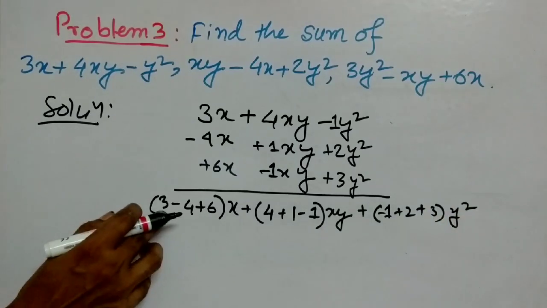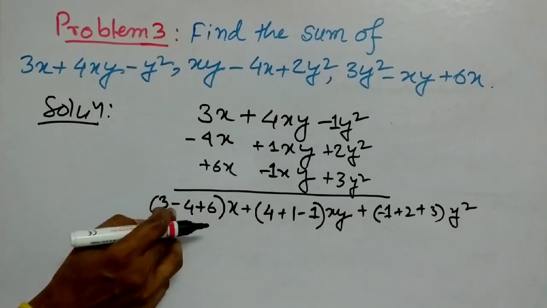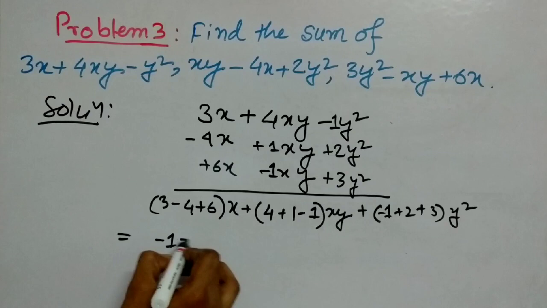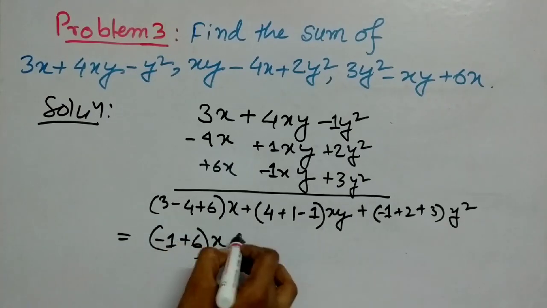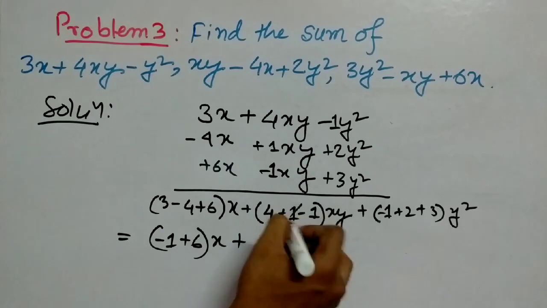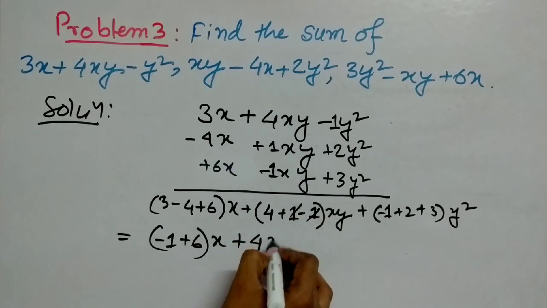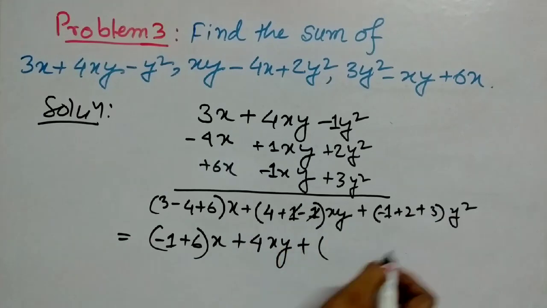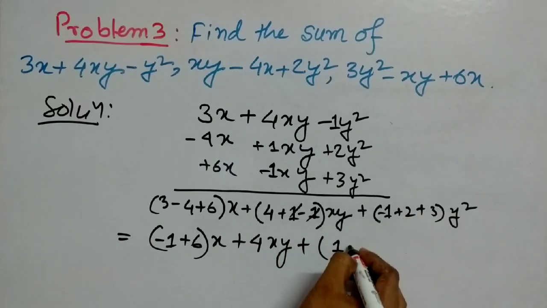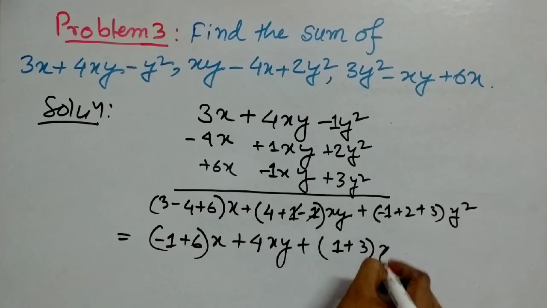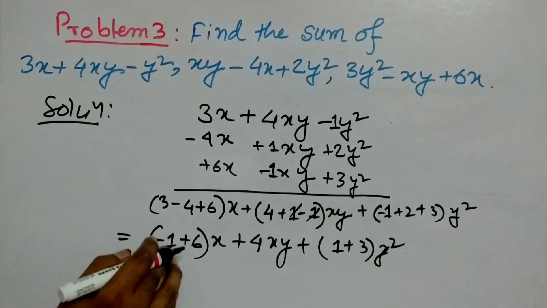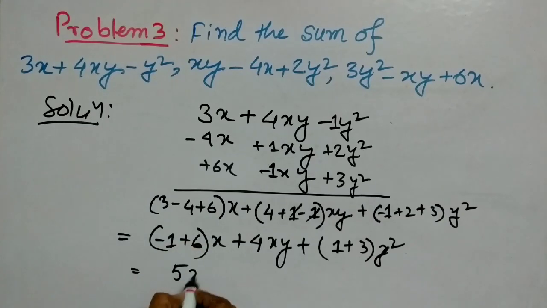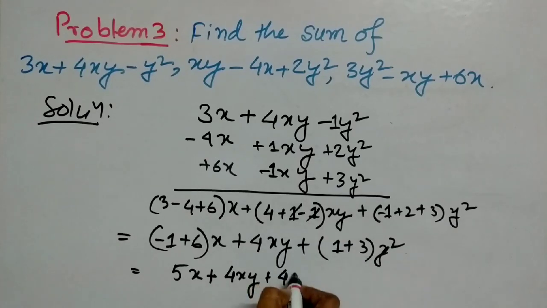So what is this? 3 minus 4 plus 6. 3 minus 4 is minus 1 plus 6, then x, plus 4 plus 1 minus 1. So these two will get cancelled. So it is only 4xy. Now it is minus 1 plus 2, so minus 1 plus 2 is 1, plus 3 y square. So it is minus 1 plus 6, obviously it is 5x plus 4xy. 1 plus 3 is 4 y square, and that is the answer. You may check it by using row method also.